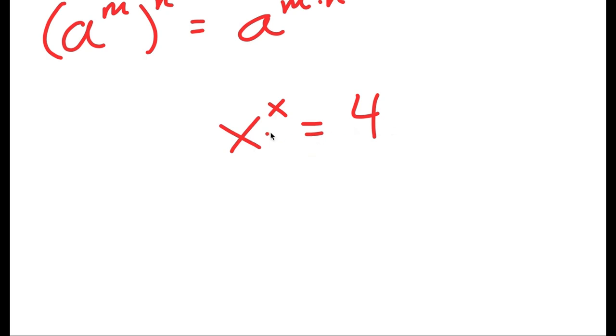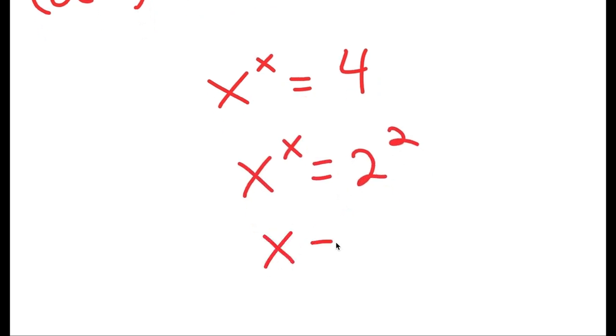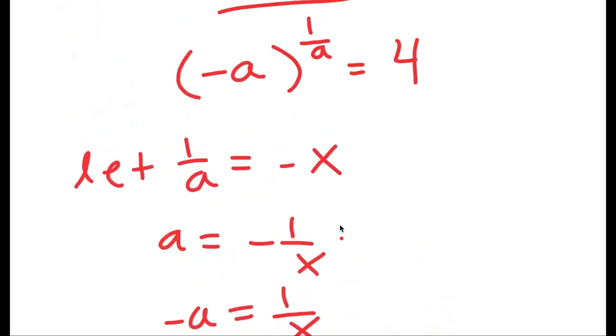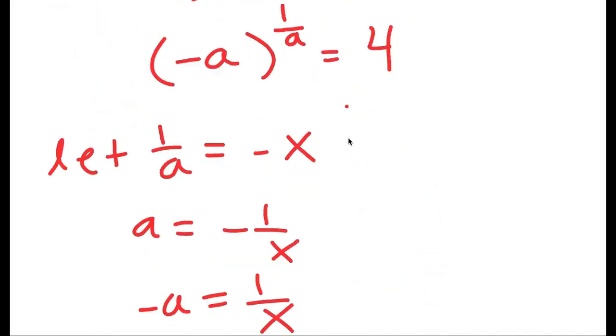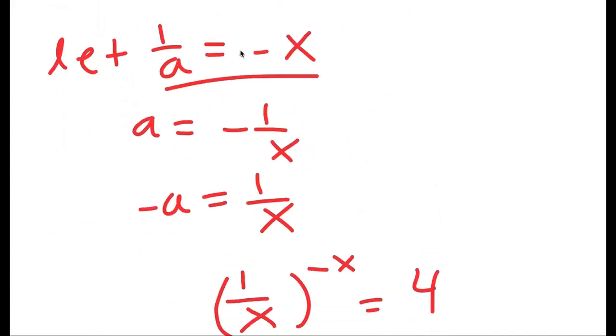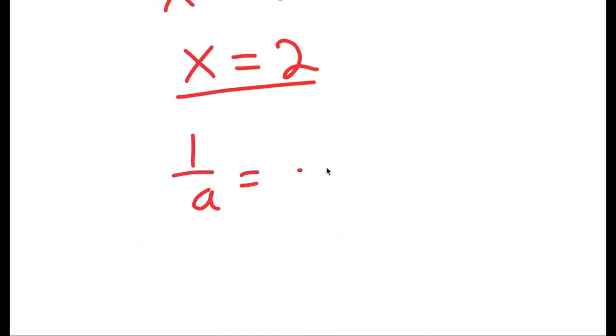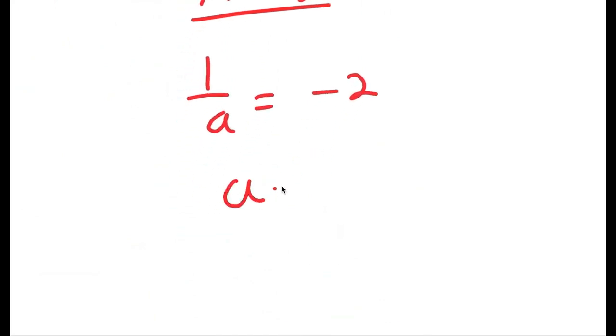So this is basically asking what number to the power of that same number is equal to 4. And 4 is the same thing as 2 squared, meaning x is equal to 2. However, we aren't done yet because remember, we're trying to find the value of a, not x. And we let 1 over a equal negative x. So if 1 over a is equal to negative 2, then this means that a is equal to negative 1/2.